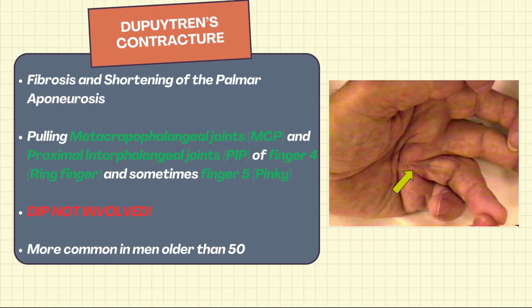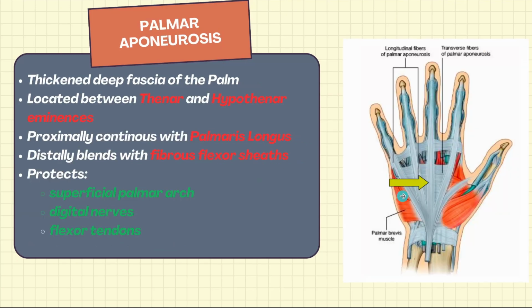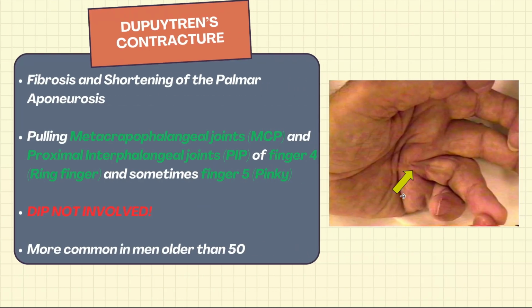Now that we know what the palmar aponeurosis is, we're going to talk about Dupuytren's contracture. So what is Dupuytren's contracture? It's when this palmar aponeurosis becomes shortened and more fibrous. This is going to pull onto the fourth metacarpophalangeal joint. So any pulling of the fourth metacarpophalangeal joint means it's a Dupuytren's contracture, involving the metacarpophalangeal joint and the proximal interphalangeal joints.